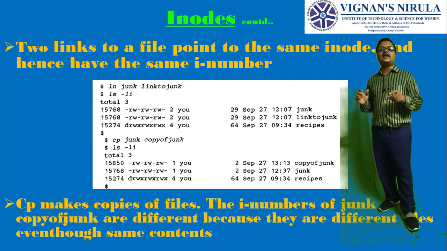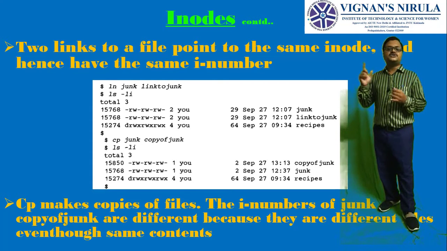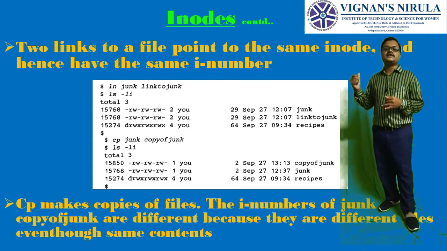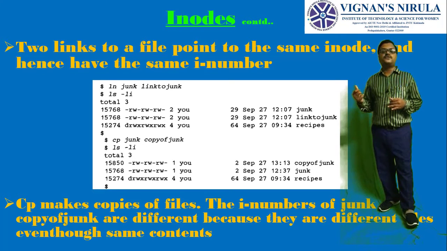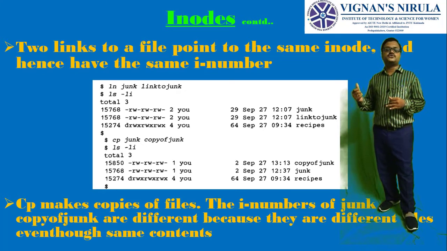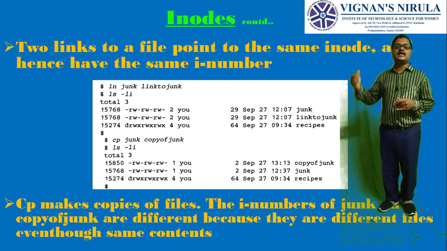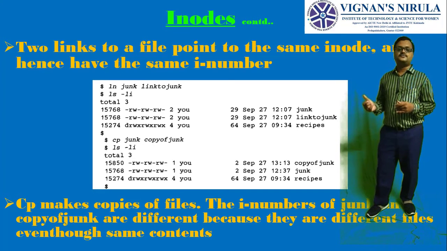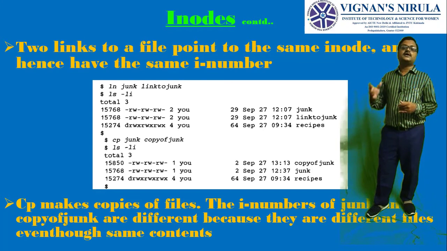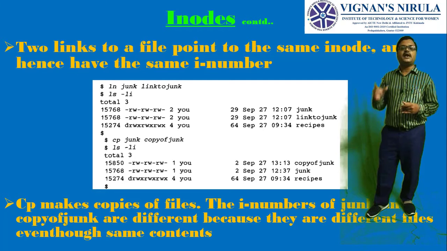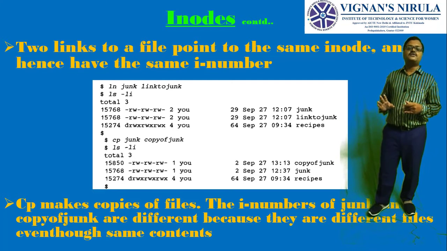What is the inode for that particular file? In the case of the ln command, the inode for junk and link to junk is the same. Whereas in the case of the cp command, the inode for the source junk file and copy of junk is different, because copy of junk is a different file and junk is a different file. Sizes are the same, but inodes are different. The number of links is also 1.